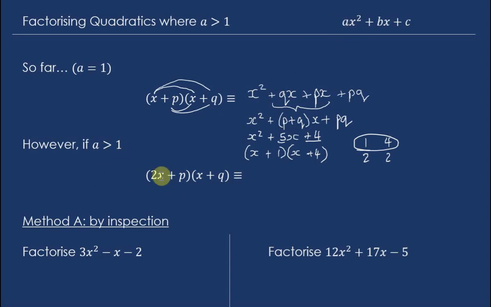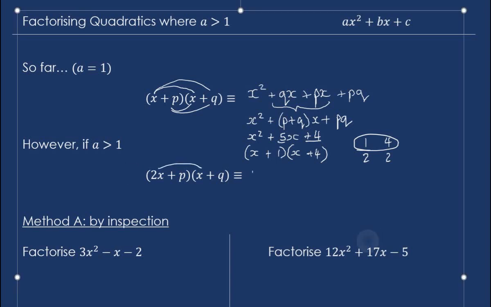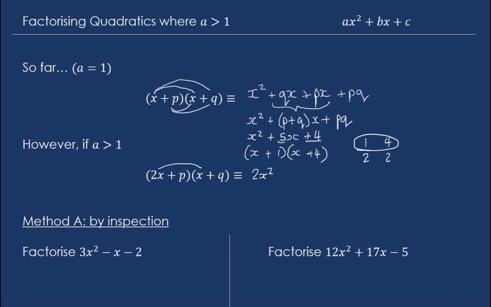But if it's not 1, let's have a look at this as an example. I could have used another letter here just to be more general, but I thought I'd use a 2 here to show you what actually happens as we go. So first times first would give us 2x squared rather than just x squared. Outer ones would give me 2xq, or 2qx, doesn't really matter which way I write it. The inner ones would give me px, and the last two would give me pq.